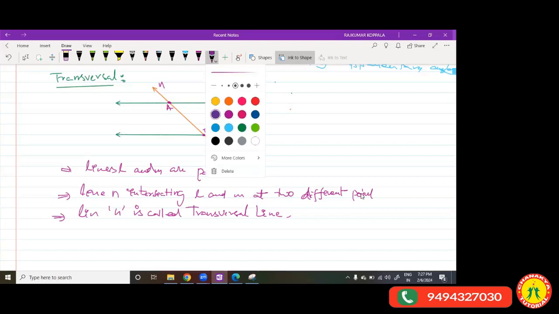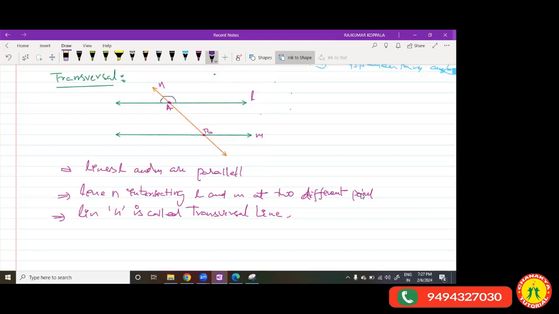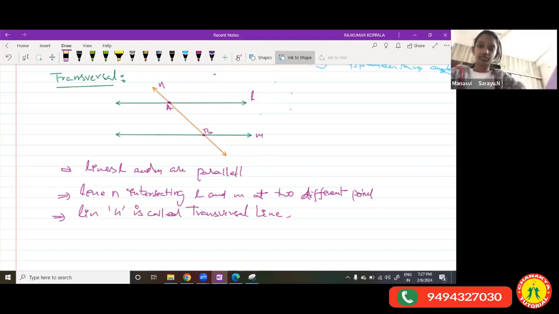See here. This line is cutting at two different points. Then here, how many angles will form? 1, 2, 3, 4. Here also 4.